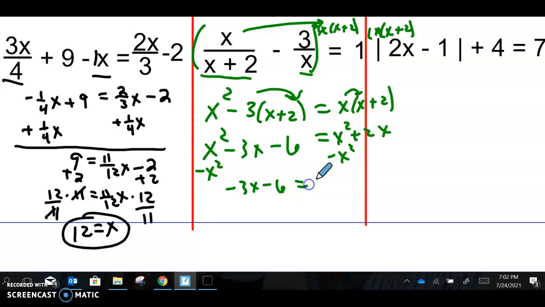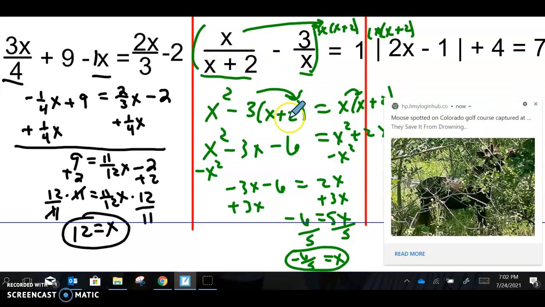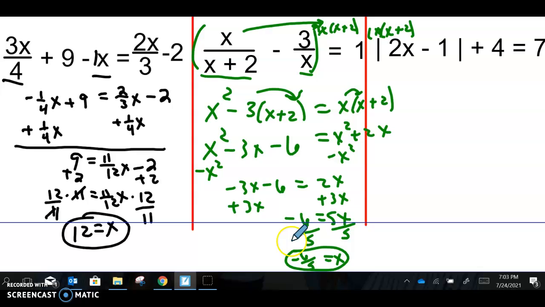I have -3x minus 6 equals 2x. I'm going to add 3x over here, again keeping my x's positive, and then divide by 5. So I get x equals -6/5. Now, I definitely check answers when it's a rational equation because it could lead to an extraneous solution. What if I would have gotten an answer of x equals -2? If I put -2 in for x, -2 plus 2 gives me 0 in the denominator. I would have to say this is an inconsistent equation, meaning there's no solution.